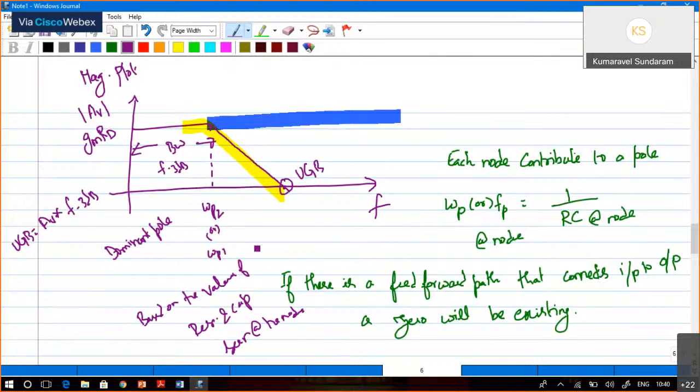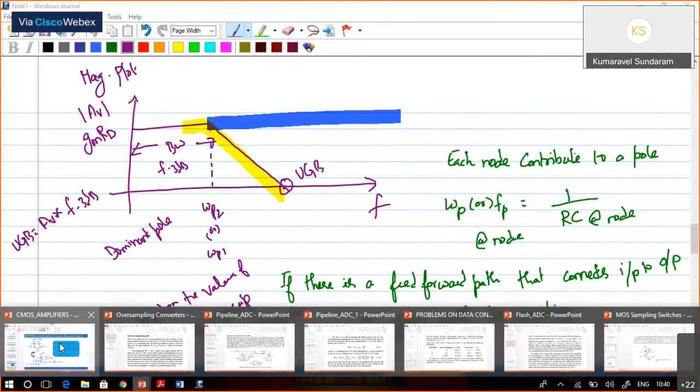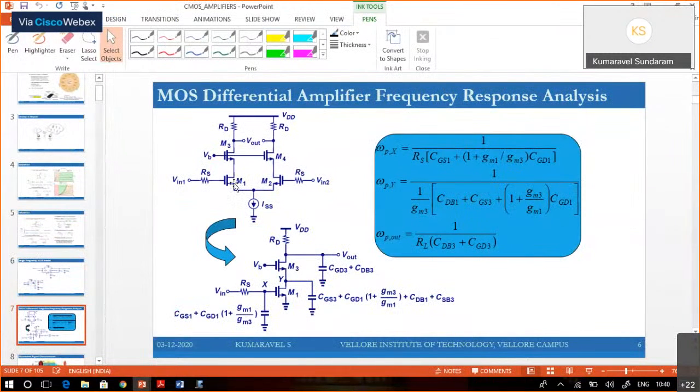Based on this, the single stage amplifier has some drawbacks. So we will go with the differential configuration, and this is cascode configuration. This is a MOS differential amplifier frequency response analysis, using cascode amplifier. M1 is a CS, M3 is CG. This is cascode configuration. Right?